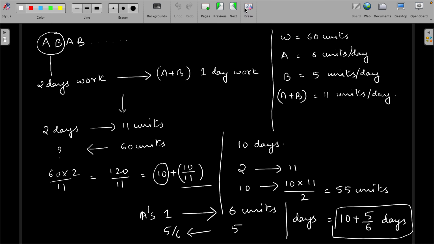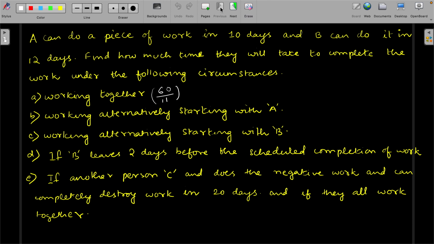Now let us solve the third question. What is the third question? What will be the number of days it will take to complete the work if they work together alternatively starting with B? In the previous question, they work together, but the work was started by A. A starts the work and does it for one day, then B will do it for one more day, and after that A will do it for one more day, and so on until the work is completed.